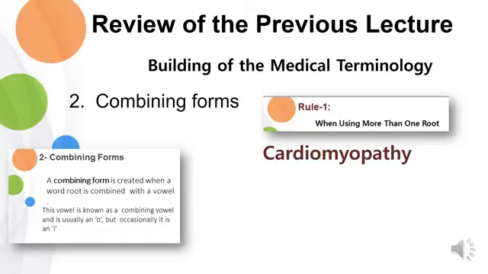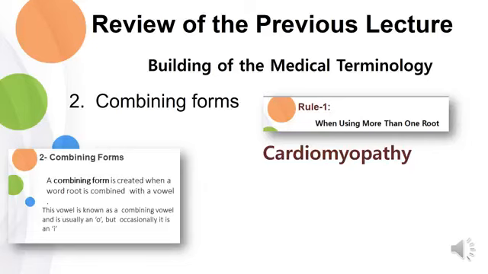The second item in the previous lecture was combining forms. The combining form is the word root combined with a vowel. We usually use the O vowel, but occasionally we can use the I vowel. The first rule regarding the combining forms is when we use more than one root in our medical term. The example I have presented to you is the term cardiomyopathy. As you remember, it is a pathology in the cardiac muscle.